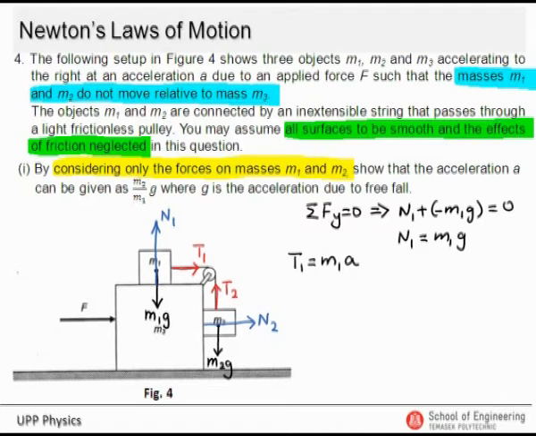Now, let's look at mass M2. Mass M2 does not move with respect to mass M3. So, like mass M1, all the forces acting vertically on mass M2 will add up to be 0. And we imply that T2, which is upward force, plus the negative of the weight M2g must be equal to 0. So T2 is equal to M2g.